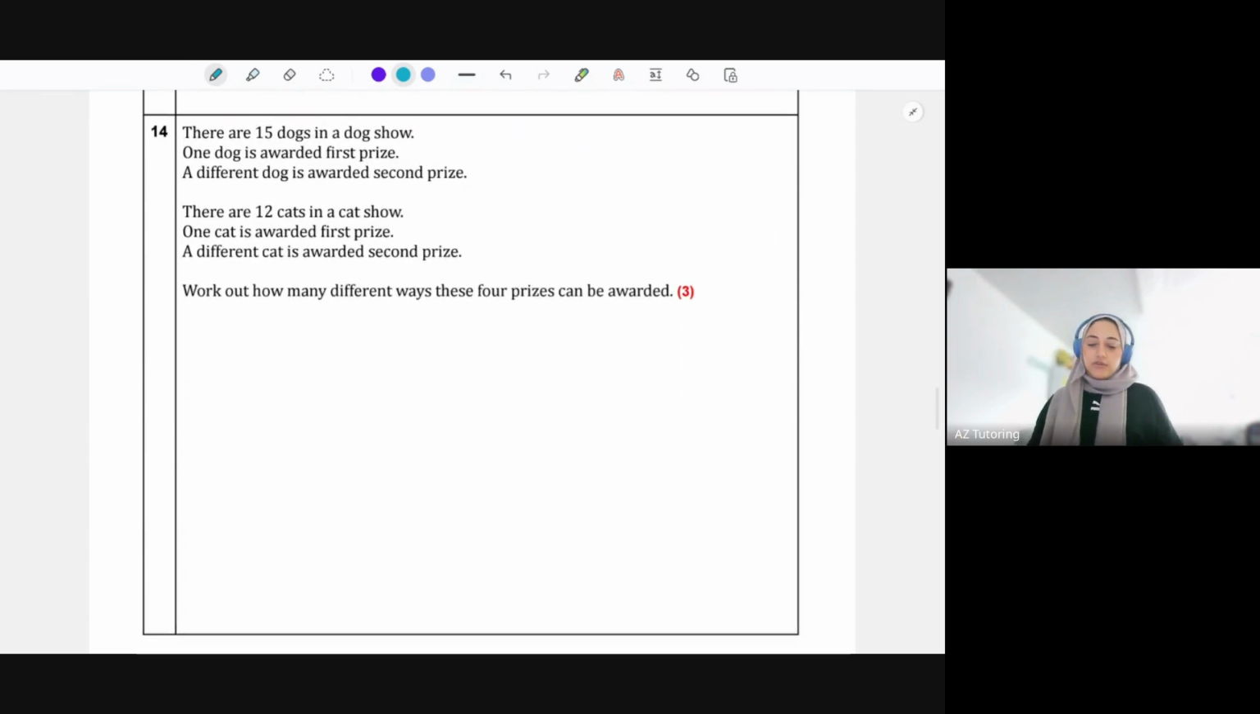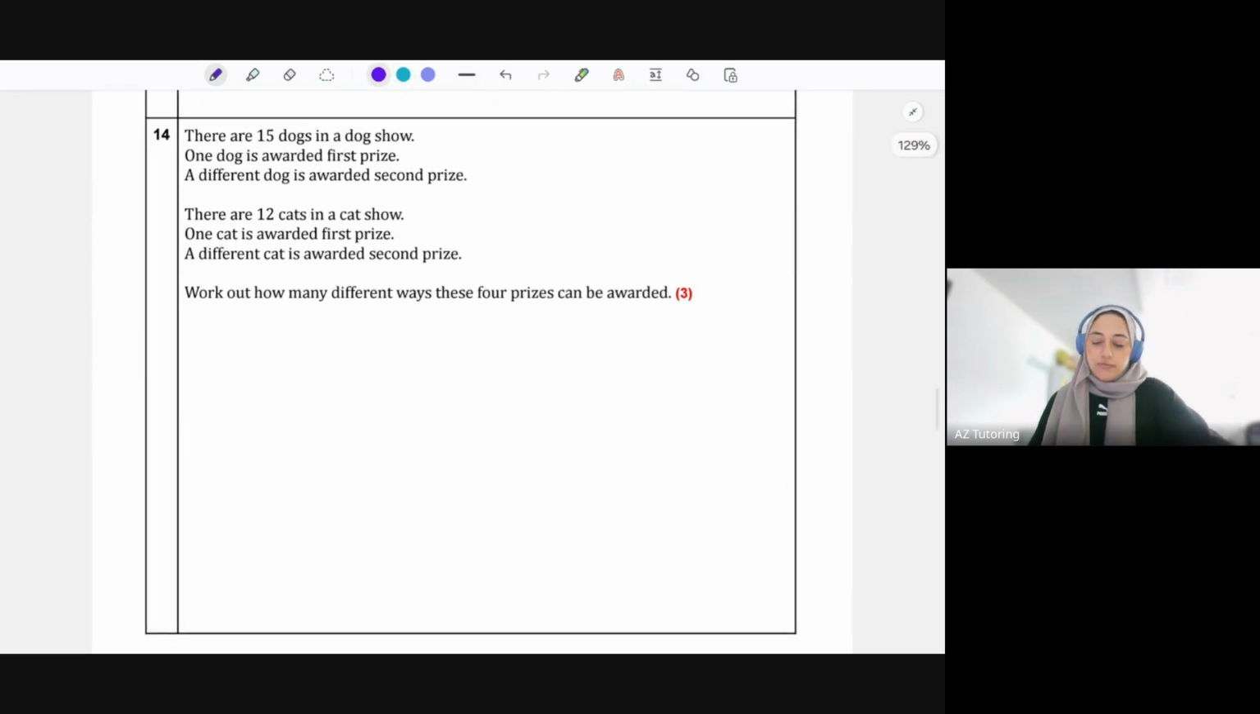Moving on to question 14. There are 15 dogs in a dog show. One dog is awarded the first prize, and then a different dog is awarded the second prize. There are 12 cats in a cat show. One cat is awarded the first prize, and then a different cat is awarded the second prize. Work out how many different ways these 4 prizes can be awarded.